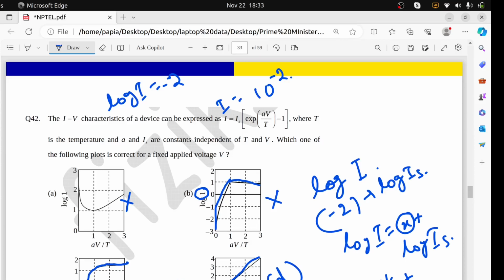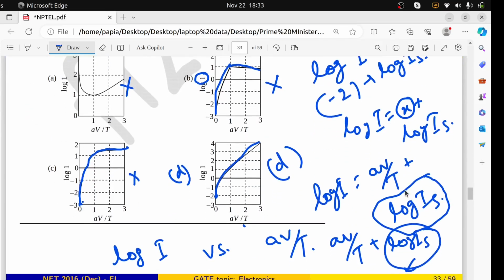So we don't know the value of this. We don't know the value of these things. So we just need to see the nature. That's it. We just need to see the nature. So obviously it can be possible. That is not a big problem.